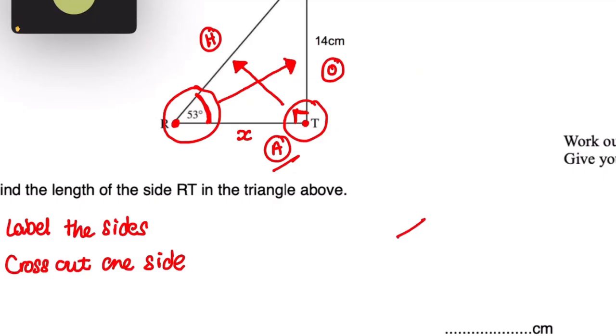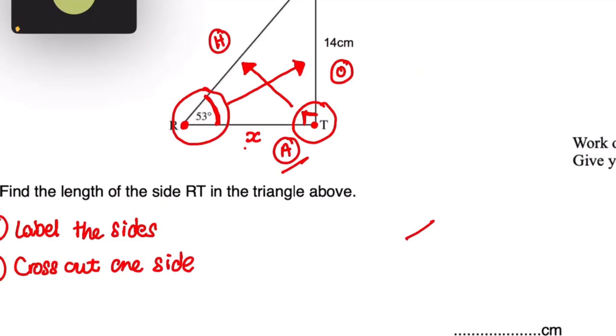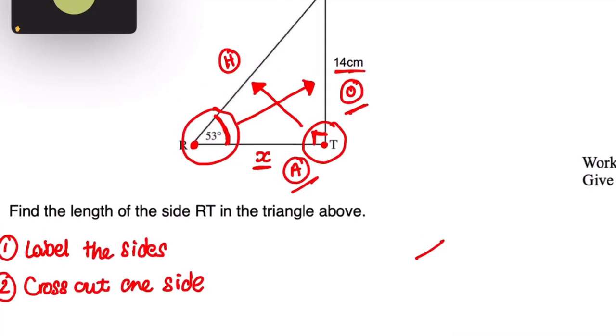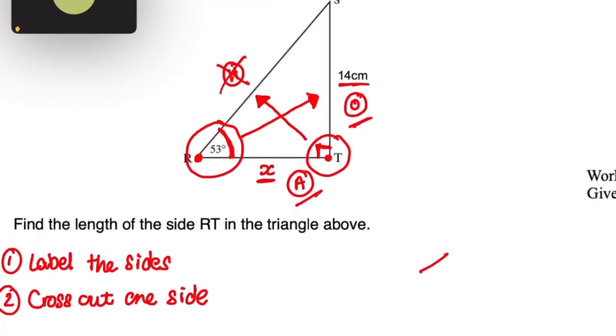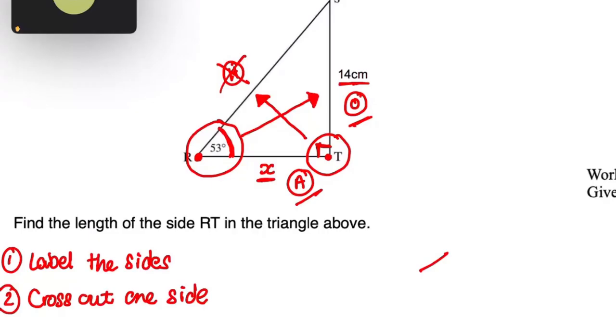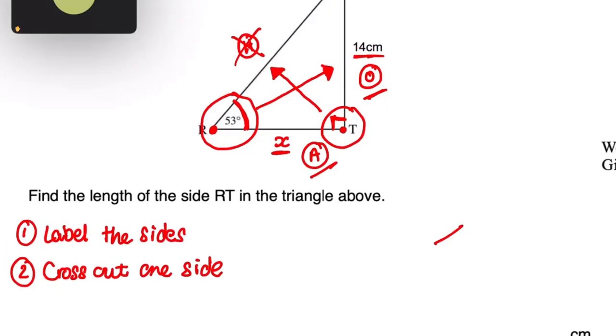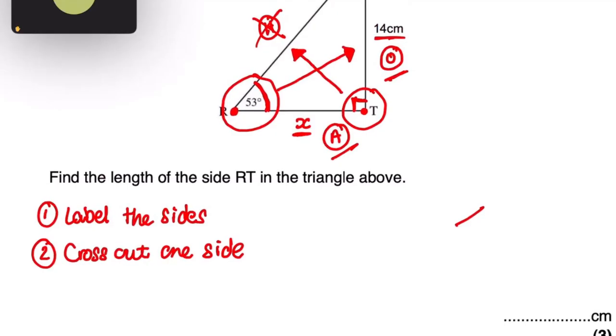Okay, so we need the adjacent because that's X. We need to know what X is, so we're going to keep the adjacent. And then over here, we need to keep the opposite because we know the value of the opposite. So we're going to keep the adjacent and the opposite. We can scrap the hypotenuse because we don't know anything about it. We don't need it. It's totally irrelevant to the question. So we're going to cross out the hypotenuse.